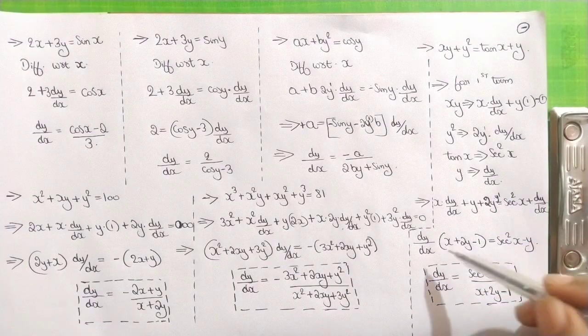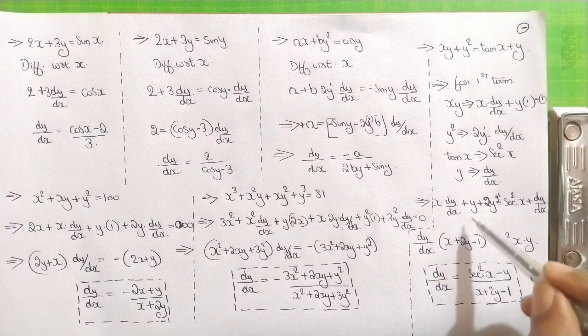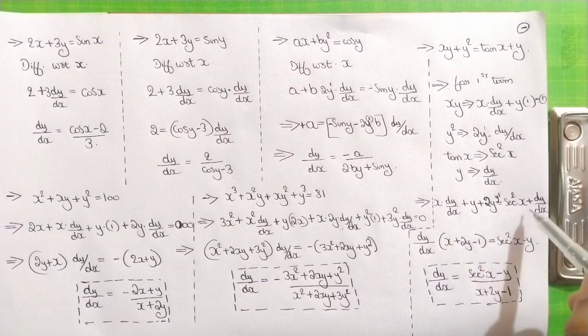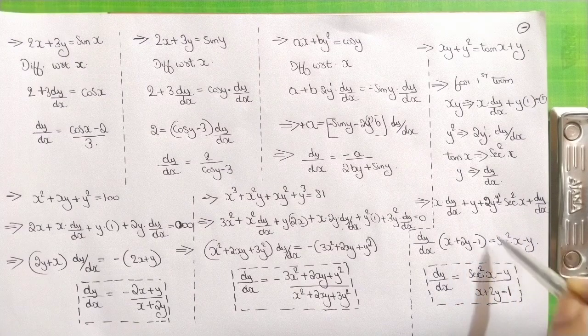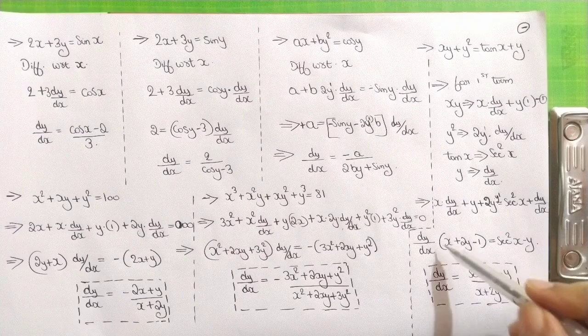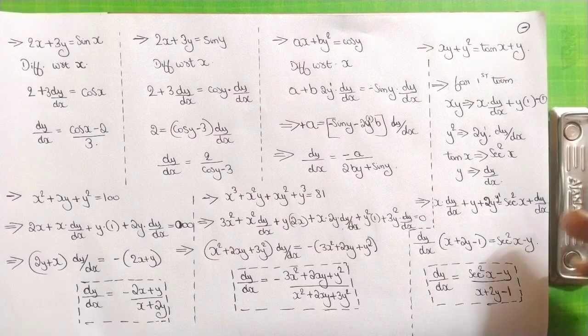Now as you know, like terms are taken to one side, dy by dx gives us x plus 2y, and here 1 coming to the other side gives minus 1 is equal to secant square x. This y taken to the other side will give you minus y. Now taking this term to the other side and dividing it, that's it. This is your answer.